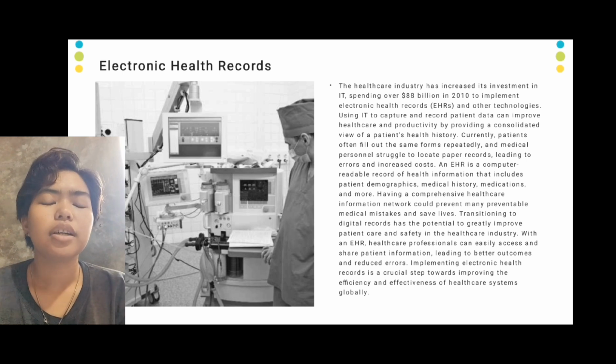Electronic health records. The healthcare industry has increased its investment in IT, spending over $88 billion in 2010 to implement electronic health records (EHRs) and other technologies.